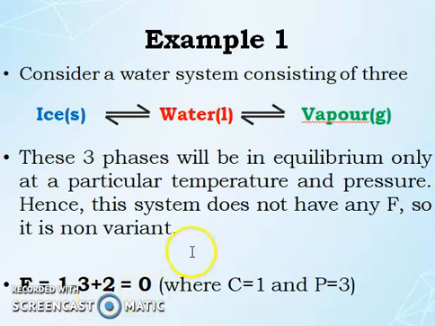Hence, you cannot define the properties of this particular system using temperature and pressure because it is non-variant. Non-variant means the degree of freedom is 0. You are not supposed to define the property of this system, whether the water exists as ice, water exists as liquid or water exists as vapor. You cannot define these 3 different phases using temperature and pressure.